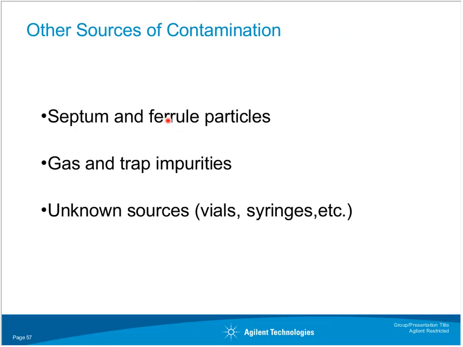Septum and ferrule particles: if you have a mass spec and you're seeing siloxane peaks, this is typically coming from either inlet septa or, more commonly, vial septa. We didn't speak about gas traps today, but you can actually get impurities coming over from gas traps if they've been used up, and you have a dirty tank of gas or what have you.